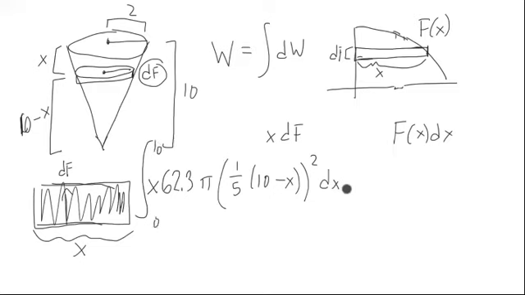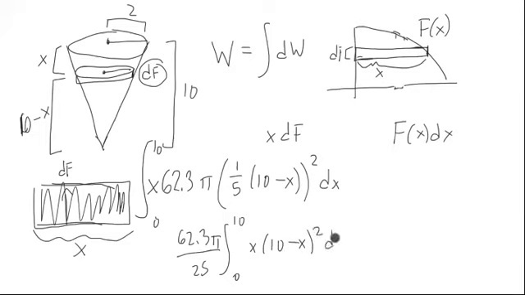We evaluate that, and we should get the same work. Now notice this integral looks different than our last one, but we should get the same result. Let's try it, see what happens. Okay, so taking this out, I should have 62.3 over 25 as my constant coming out this time. Notice the constant that came out last time had an extra 3 in the denominator, so 75. And also we have a pi coming out. Then what's left inside is x times 10 minus x squared dx.